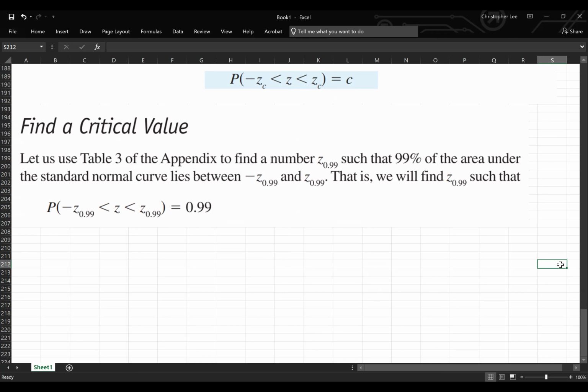I got you. So let's look at this problem, right? It says, let us use table 3 of the appendix to find a number z critical for 0.99 such that 99% of the area under the standard normal curve lies between negative z and positive z. So we will find z critical for 0.99 such that the probability of negative z critical is less than z, which is less than z critical, which is equal to 0.99.